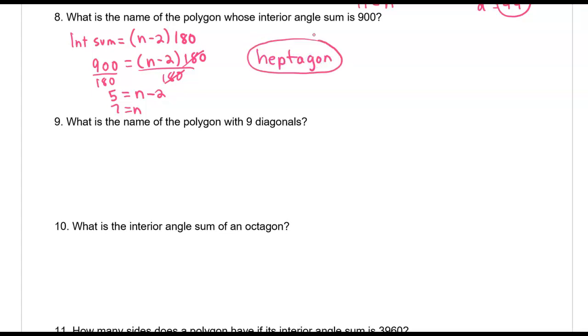Number 9. What is the name of the polygon with 9 diagonals? I'm going to let 9 equal the diagonal formula, n times n minus 3 over 2, and then I'll solve for n. Multiply both sides by 2.